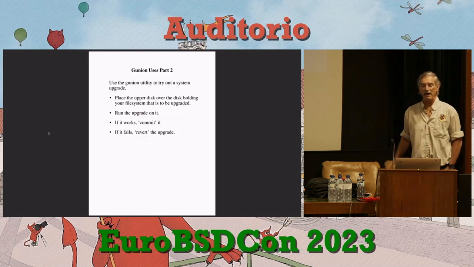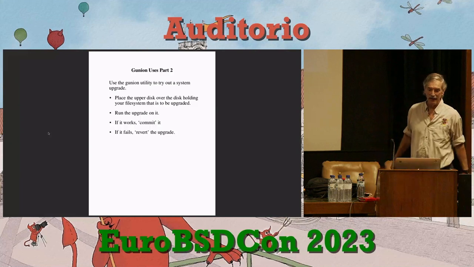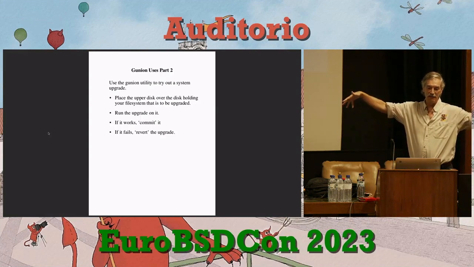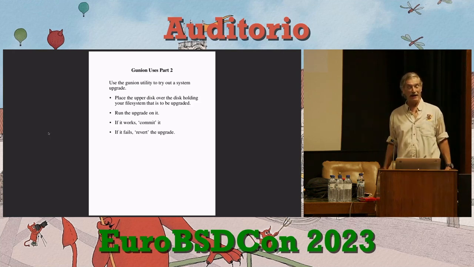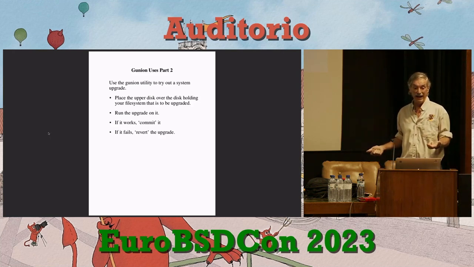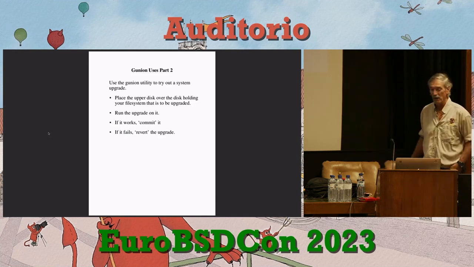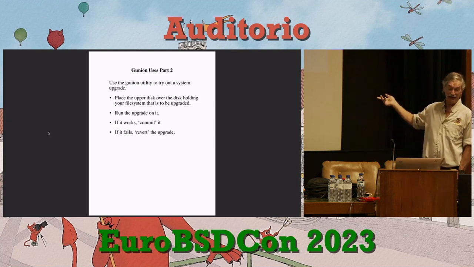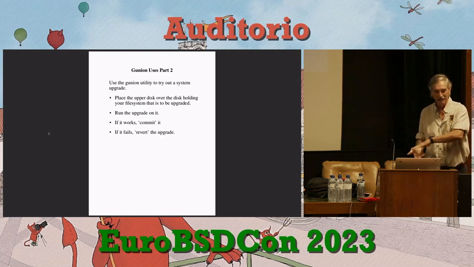Another thing, though, that I actually found is kind of a poor man's ZFS, if you will. You can place the upper disk over the one holding the file system that you want to upgrade, and then mount that. And then you just run the upgrade on that top thing. And if you're happy with the upgrade, nothing bad happened, then you can commit it. And if you're not so happy with it, then you can revert it, and that brings you back to where you were. Now, of course, if you've got ZFS, then you just make a snapshot and then a clone, and then you update that and push it across.